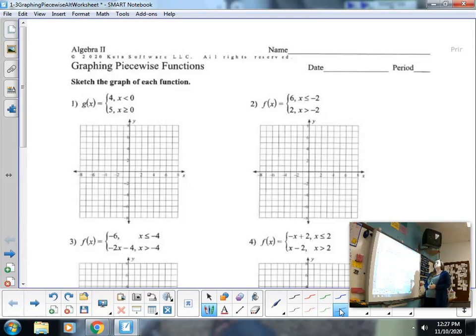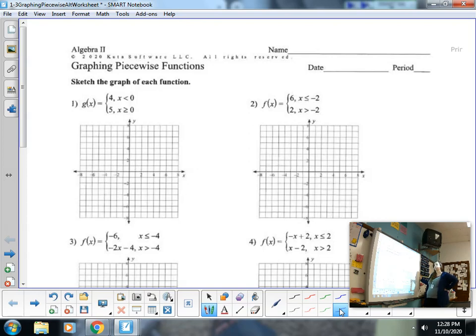Over some of the problems on the Graphing Piecewise Functions worksheet. You can use this as an additional tool to help you complete these questions. I am going to do 3 of these so that you'll have 3 that are already worked out. You can use as models to do the other ones.